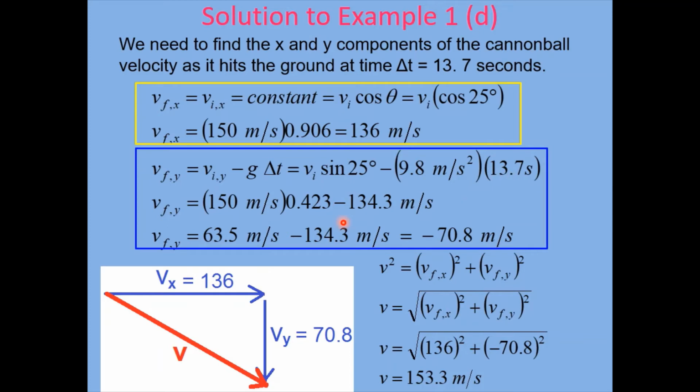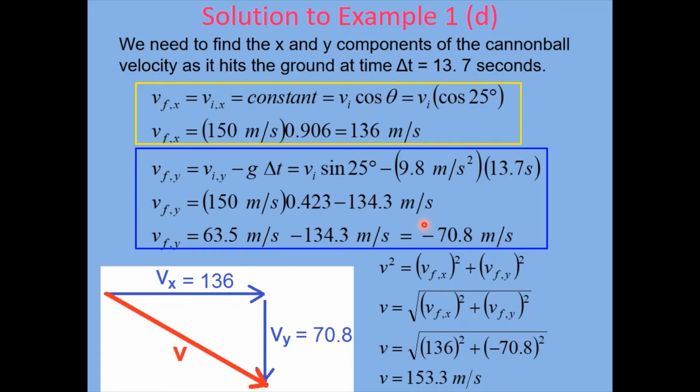Doing the math here, we'll see that our final y velocity turns out to be negative 70.8 meters per second. Now, what does this minus sign mean? Well, this just means that the cannonball is falling. The velocity is pointing downwards, and that makes sense.